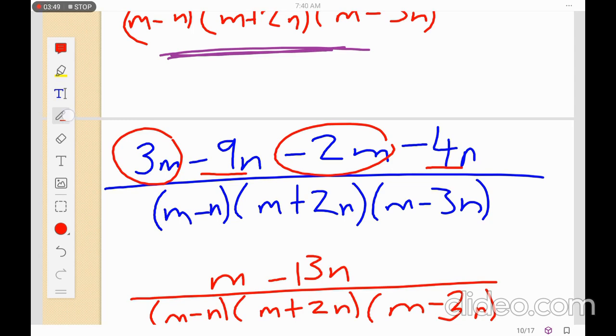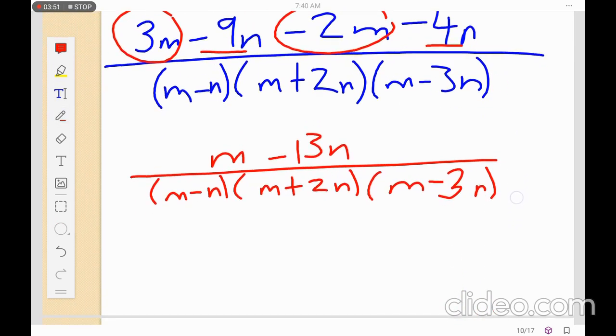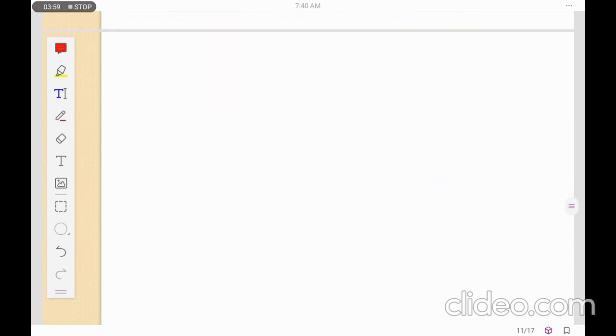So that's our solution in this case. We cannot further add this or simplify. So this is the final answer there. Okay, let's have a look at another question.